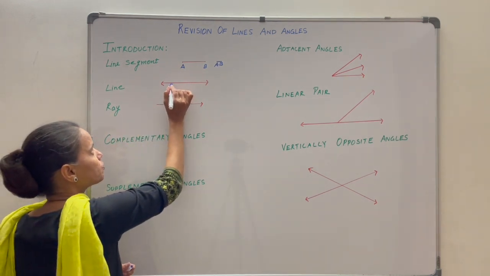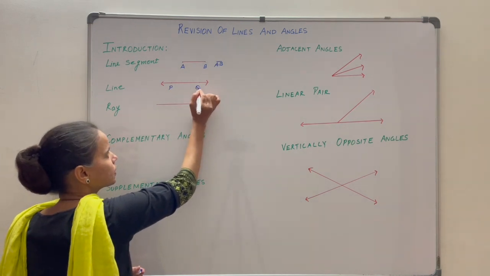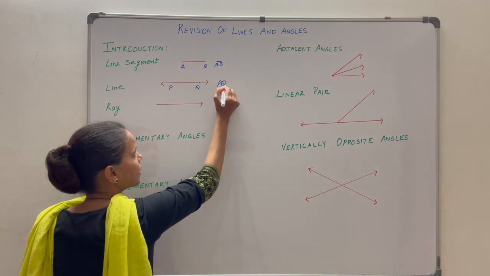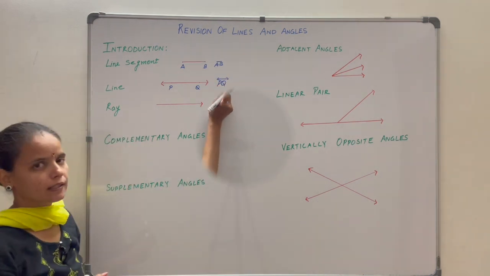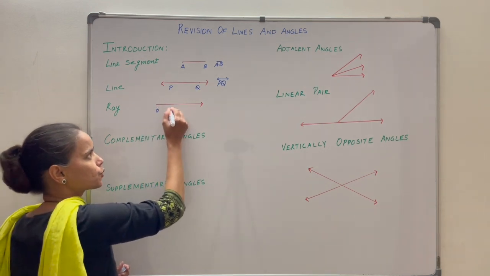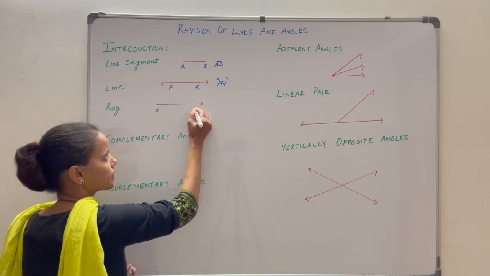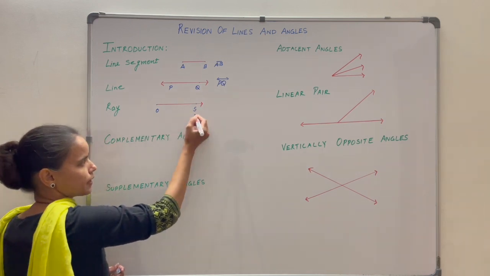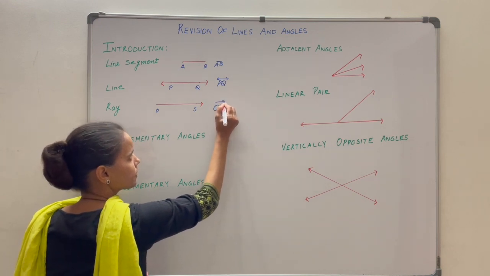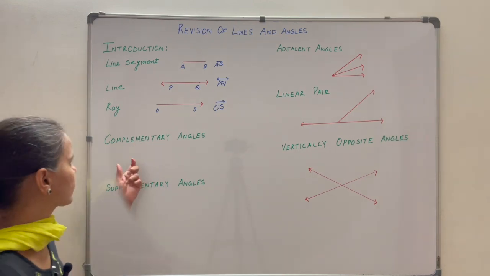So if I mark 2 points on this line, say P and Q, then you will name this line as PQ and you will write it like this. Ray, it has got one initial point and it goes to infinity in one direction. If I mark one point here as S, you represent the ray as OS, ray. Like this we represent the ray.